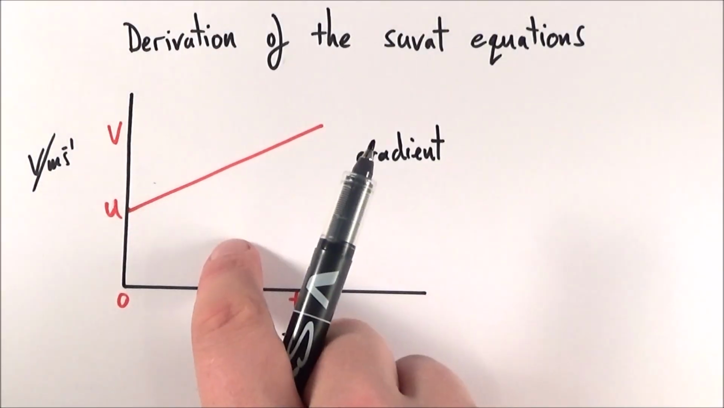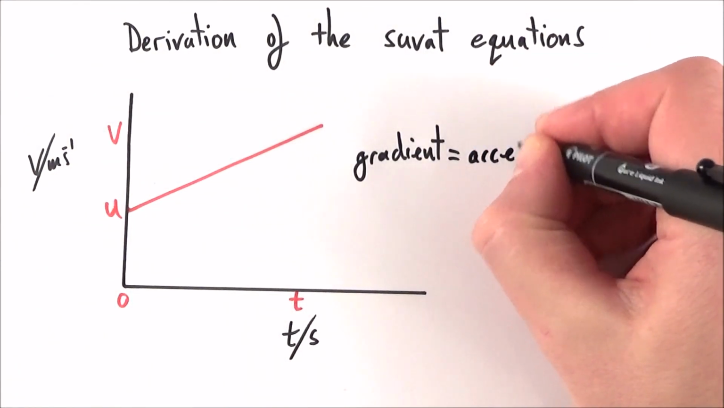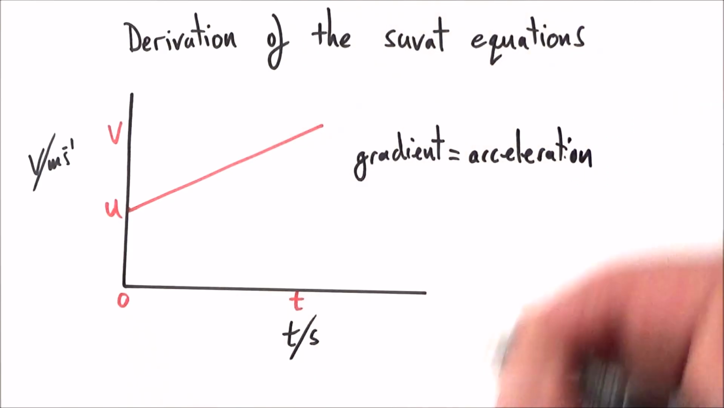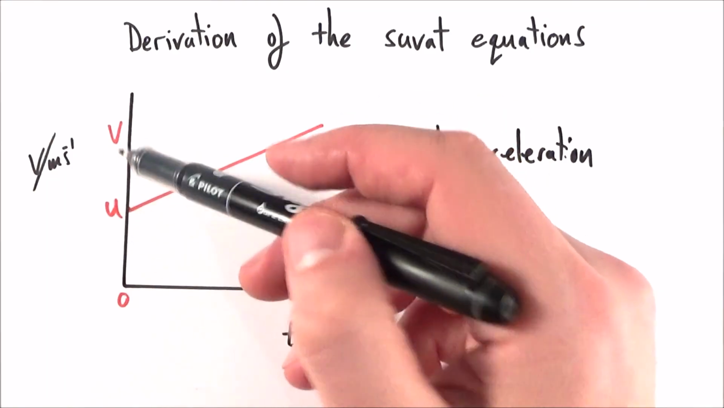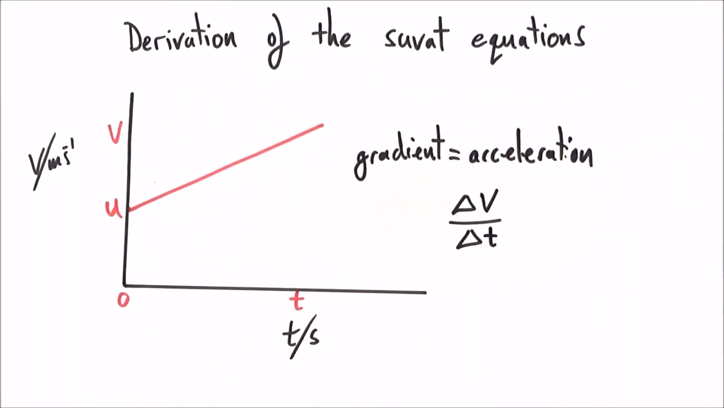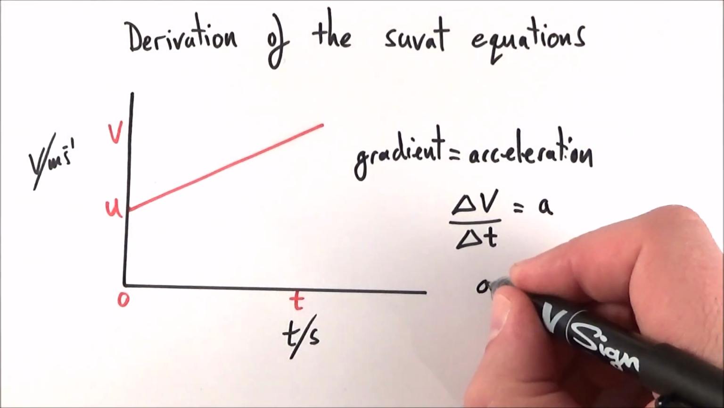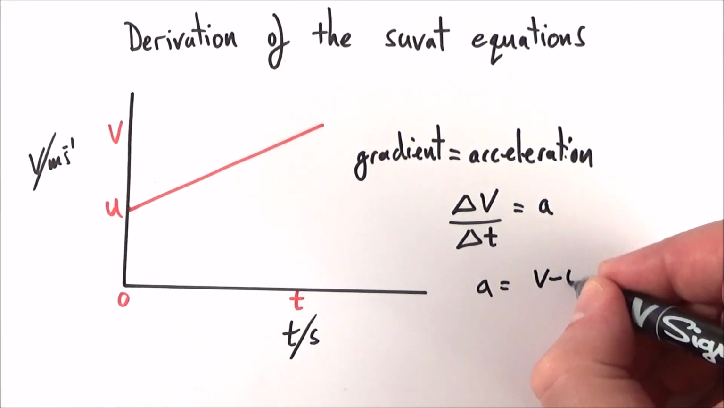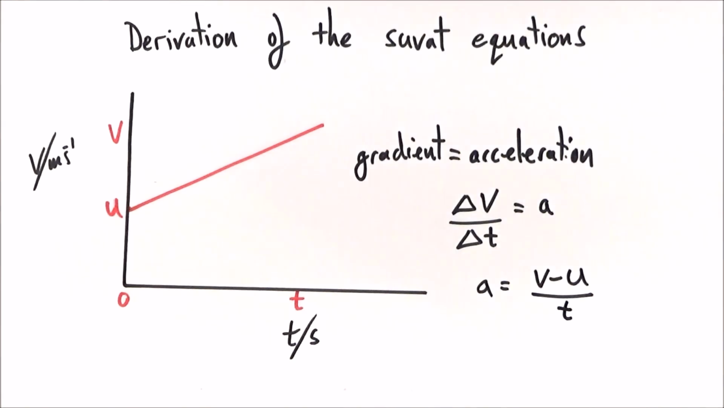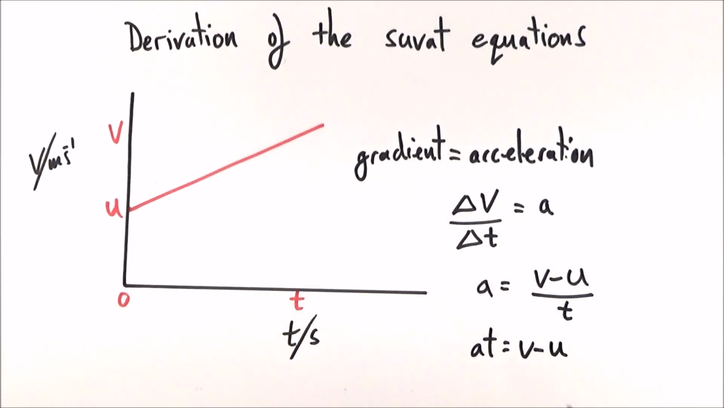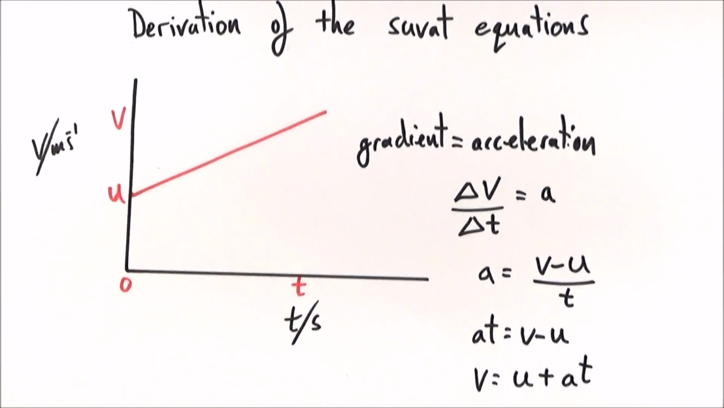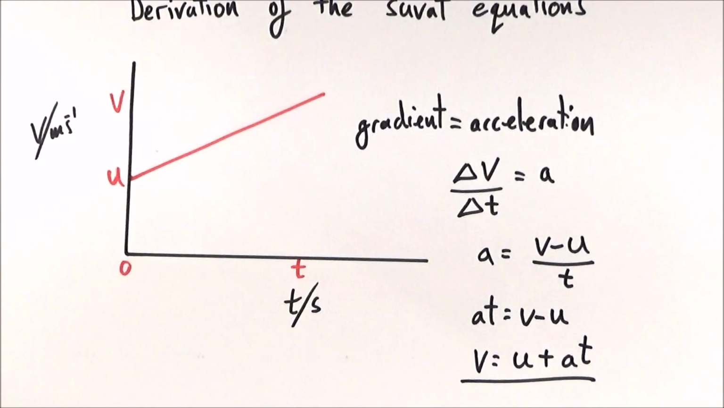When you have a velocity time graph, the gradient is equal to the acceleration. And the gradient in this case is equal to the change in the value of v, so how much v changes with respect to a certain time interval. And this is equal to the gradient, which is therefore the acceleration. We can therefore say that the acceleration is equal to the final velocity minus the initial velocity divided by the time taken. And we can rearrange this to make v the subject by saying that at is equal to v minus u. And if we make v the subject, we can say that v is equal to u plus at. And this is the first of the SUVAT equations.